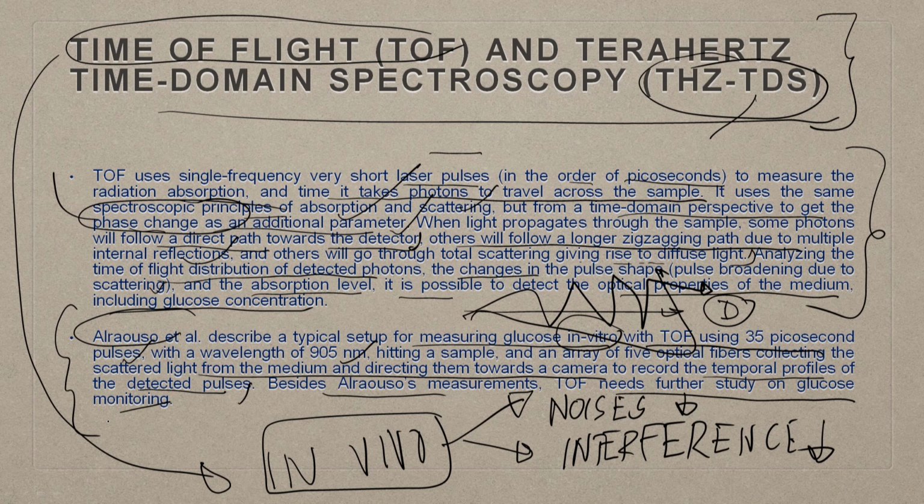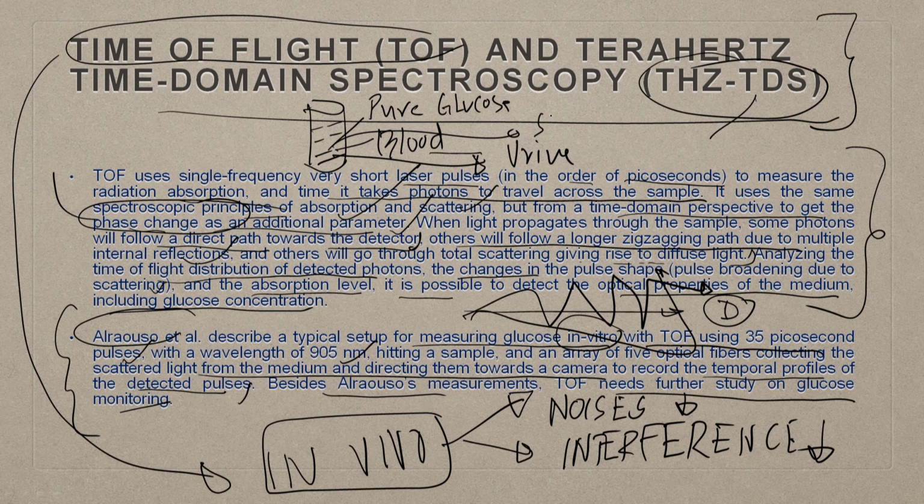So, when we are talking about, for example, here you have a sample in a cuvette, a pure glucose sample or a blood sample, or urine sample or any other, or a sweat sample. These are the samples where the laser light could have direct accessibility.